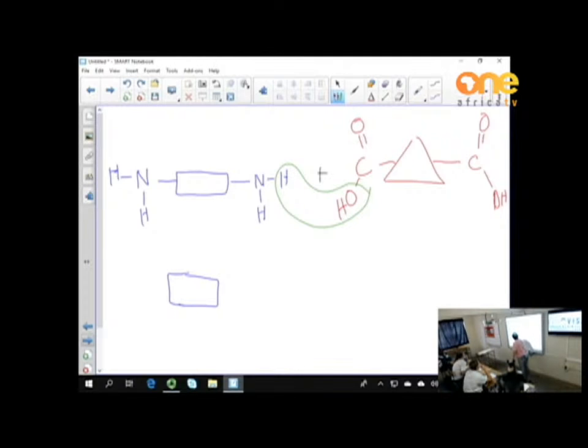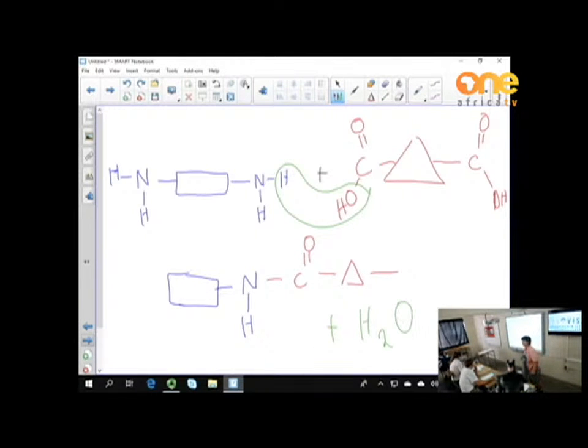So what will my resulting molecule look like? That part is the same. Nitrogen, hydrogen, and now onto the carbon double bond oxygen, and there goes the rest of the molecule. And what do we have? Plus water. It is a condensation polymerization reaction.